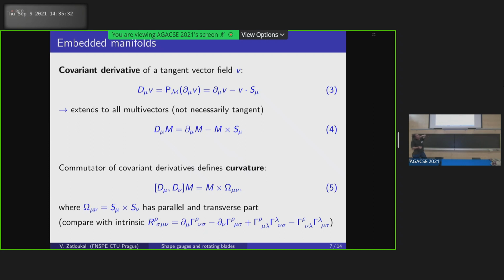And what about the curvature? It's given by the commutator of covariant derivatives, but since these connection coefficients S_mu are now given by the rotating blade pseudoscalar, in fact we get a simple expression for the curvature which features only the commutator of these shape operators.